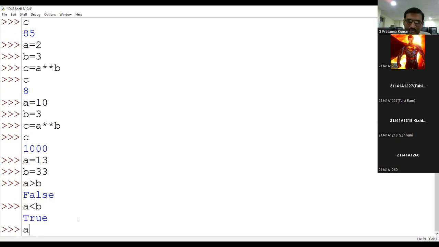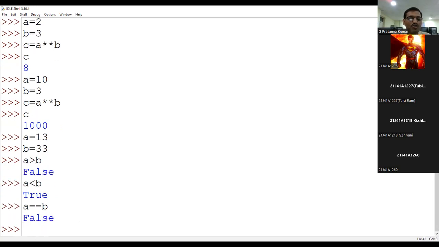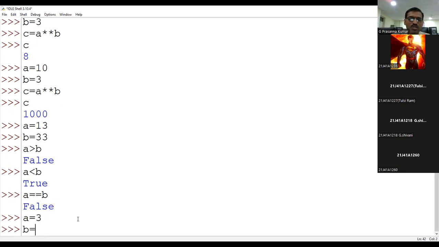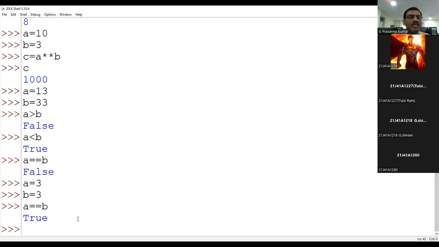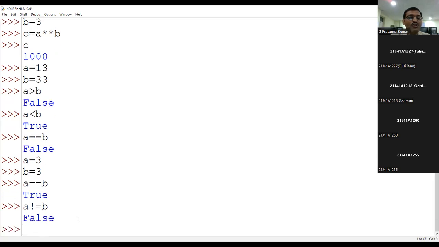Next operation is a double equal to b. They are not equal. That condition is false. If you use a equal to 3 and b equal to 3, then if you use a double equal to b, it gives a condition is true. Similarly, if you use a not equal to b, they are equal. They are not equal. This condition is false.